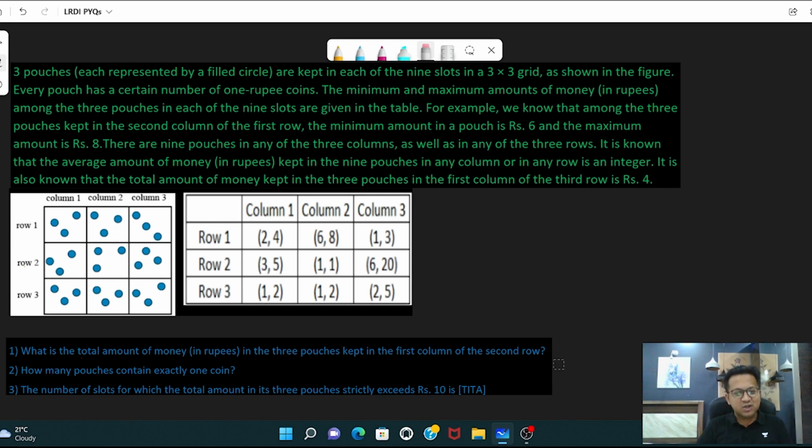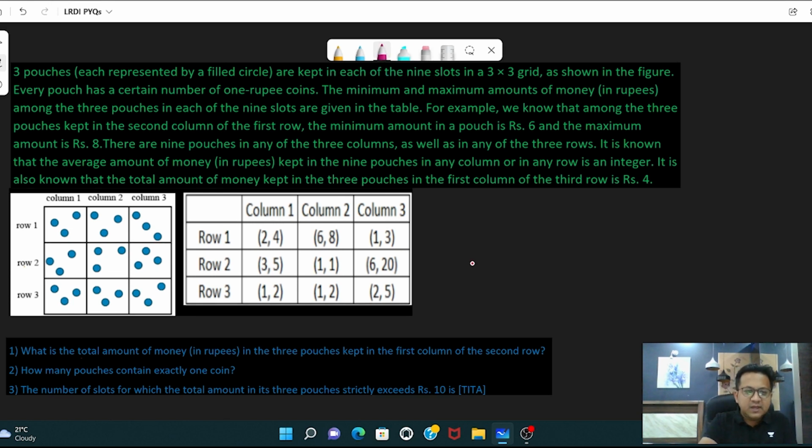And in today's session, we are going to discuss two amazing previous year LRDI sets. So let's get started. The first set is from the CAT 2019 paper. Okay, so let's have a look.